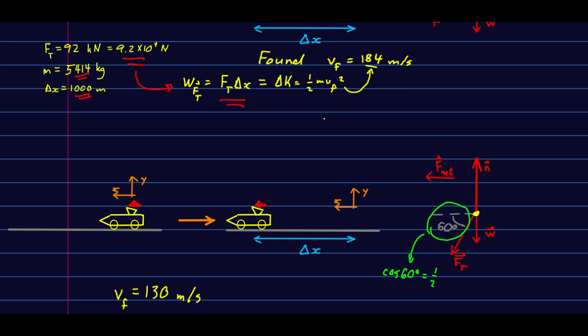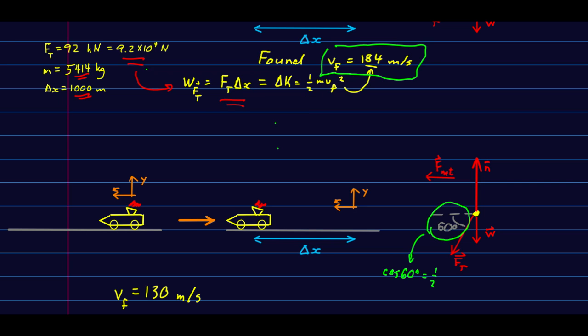So let's see what we've got. This time we had a final speed of 130 meters per second. Now, if you thought we were going to have half of the final speed that we had before, you see that's not true. Half of 184 would have been 92. So apparently it's not the speed that gets divided by 2. So what is getting divided by 2?